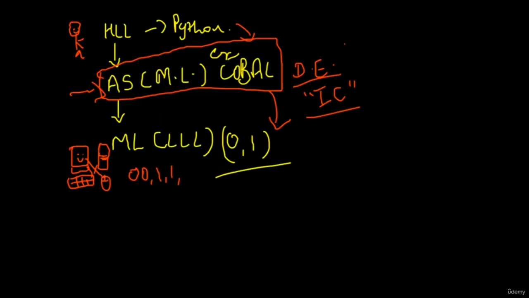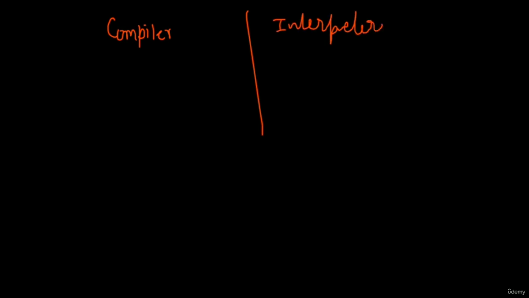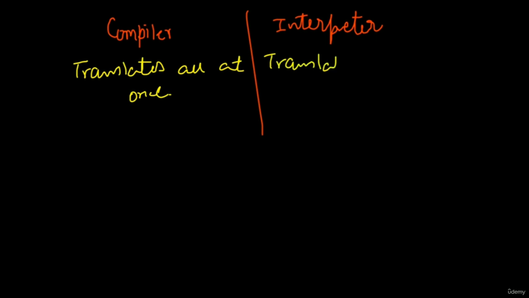So here we are. First of all, we have the compiler and we have the interpreter. So what does each actually do? The compiler translates all at once. And the interpreter translates along the flow of the program.